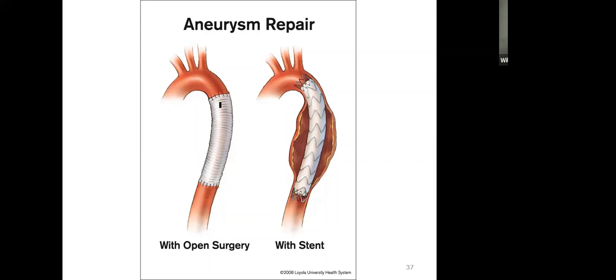So the stent is similar, although it's not stitched in place. The stent has two ends which have metal fixation. And so the metal fixation just stays open and keeps this patent. And so the blood supply can just run through the stent, as opposed to the open surgery.